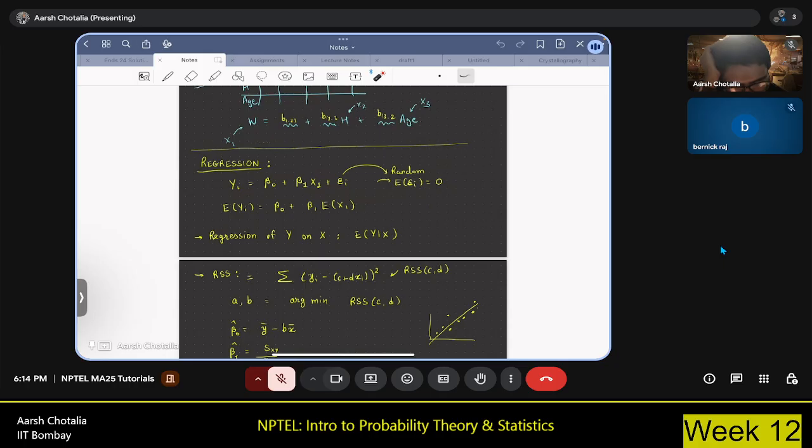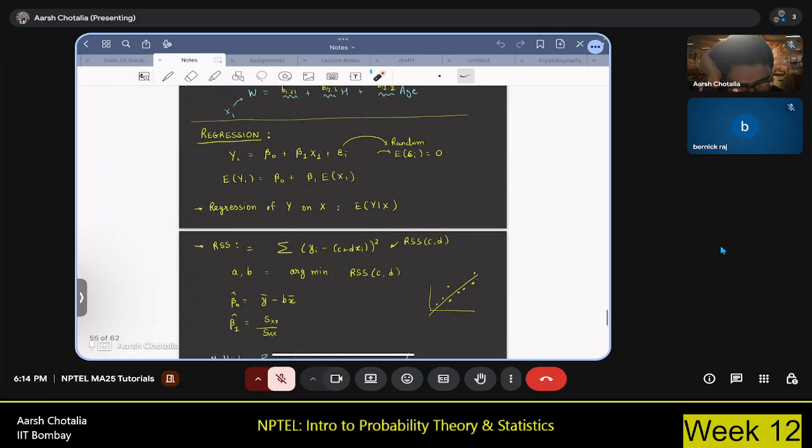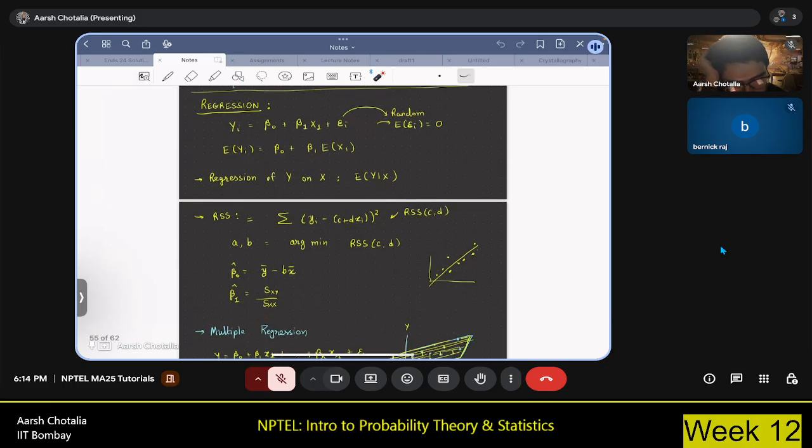All right. And if you take expectation on both sides now, assuming that the error has 0 expectation, you get the expectation of yi is equal to beta naught plus beta 1 times the expectation of x1. That is one relation that we get. What we want to find is beta naught and beta 1. Okay. So there is a definition, regression of y on x, that is called the conditional expectation of y given x. So this is a function of x, as you can see.